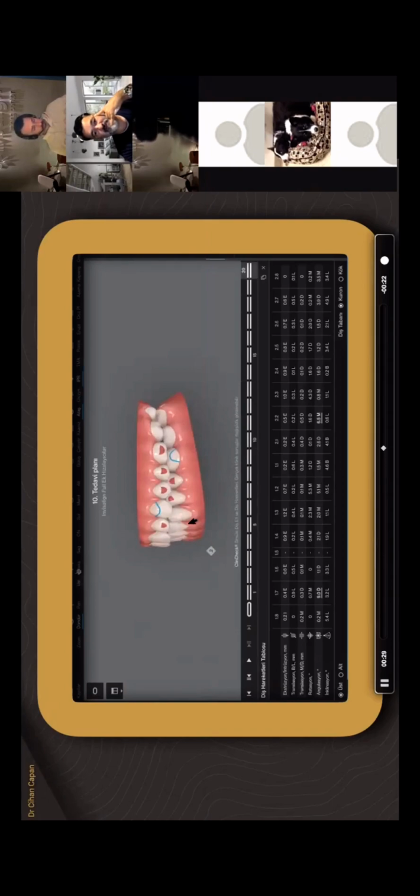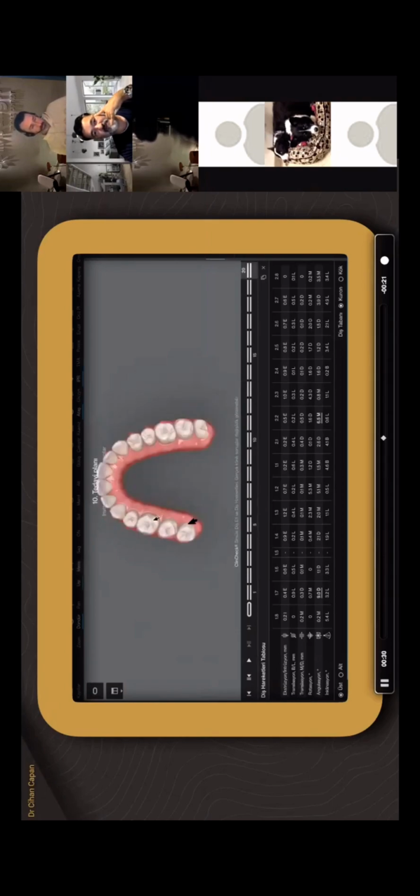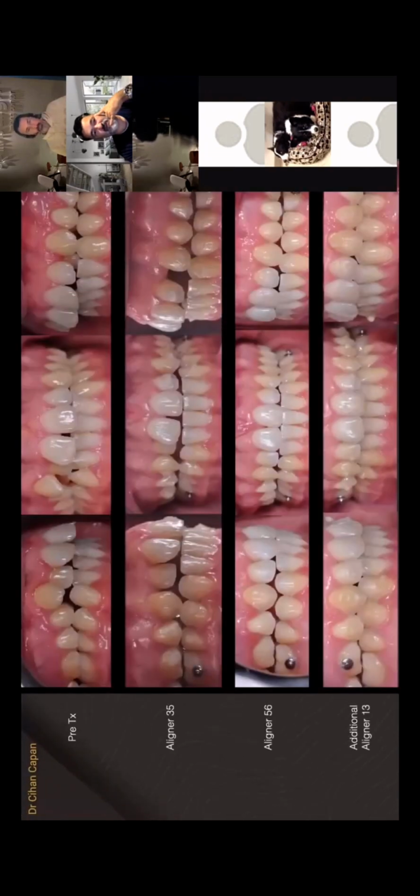So let's look at the final. We had 20 aligners in the clean check, and look at the situation at the 13th aligner. Everything is okay. We have class 1 on the left side, and the midline is okay in 13 aligners. So that was what I mentioned.